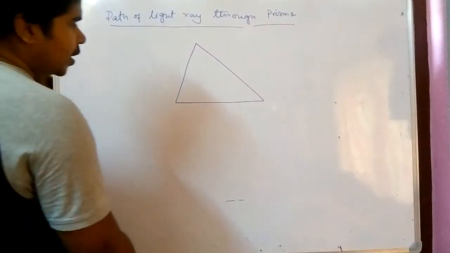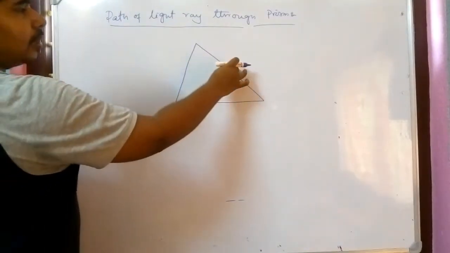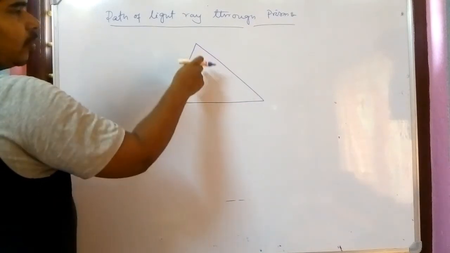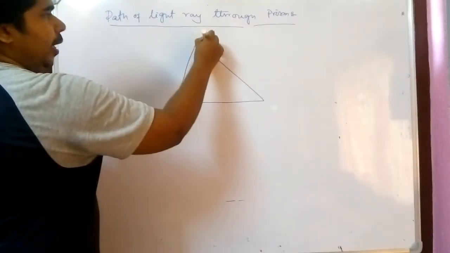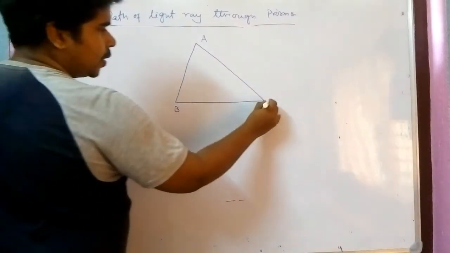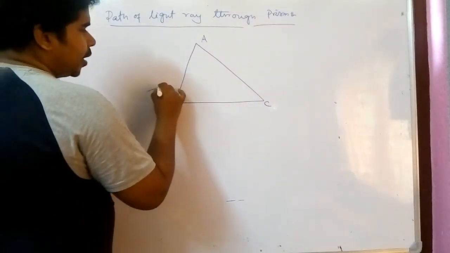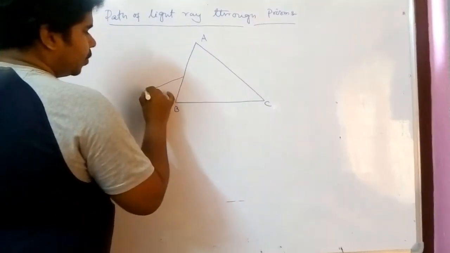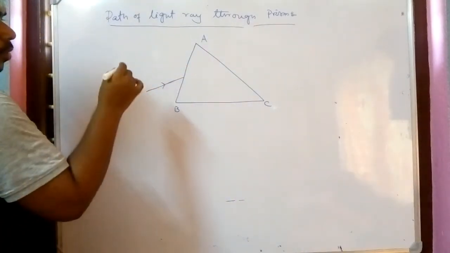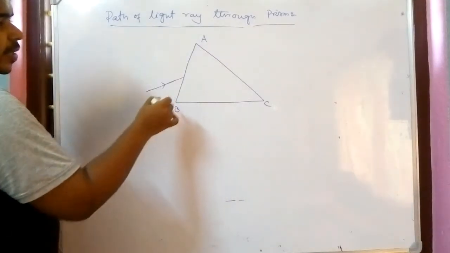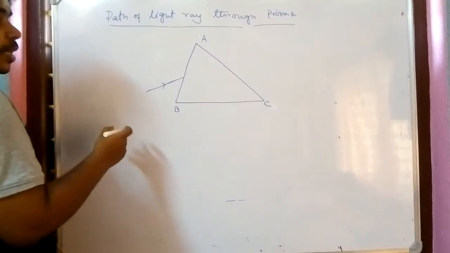So it is clear: this is the rectangular surface, the first surface. This is the second surface. This is third, fourth, and at the back it is 5. Let's give the names A, B, C. Assume a light ray is incident on this path. Now, on which surface is it incident? AB surface. So we have to draw a normal on the AB surface to find the incident angle.